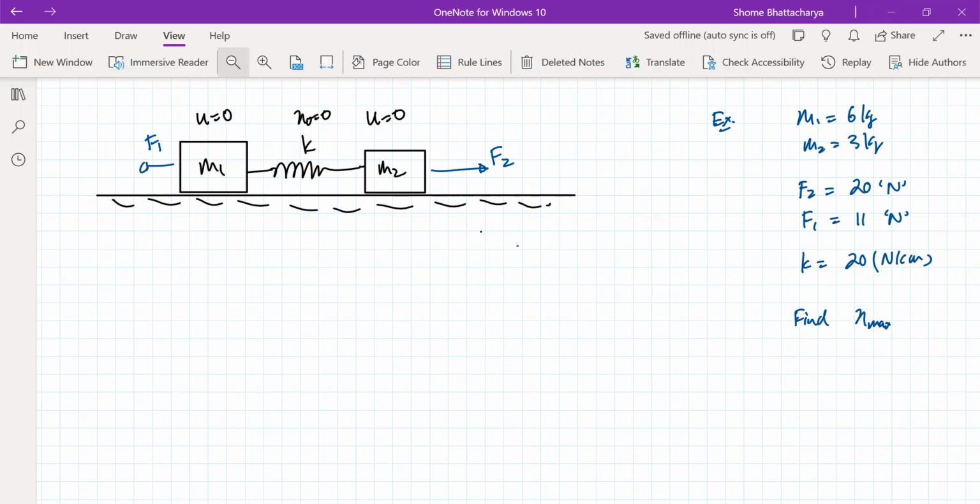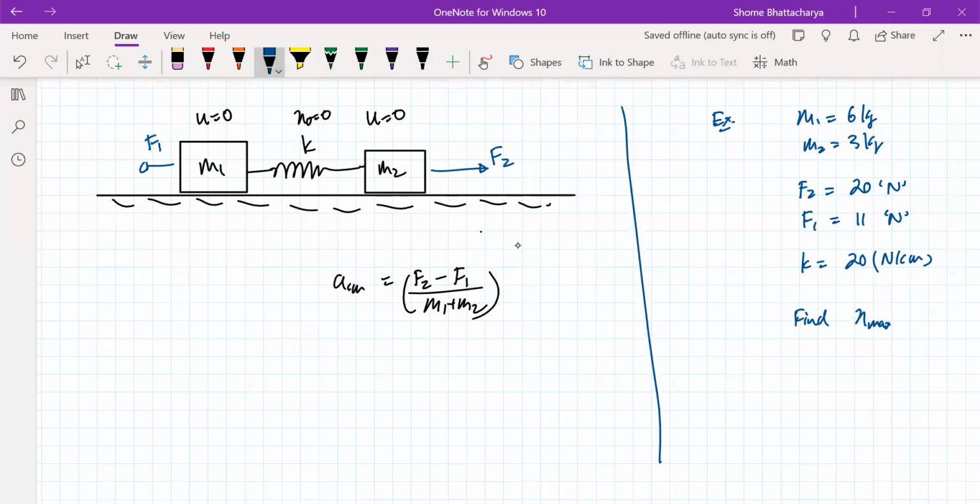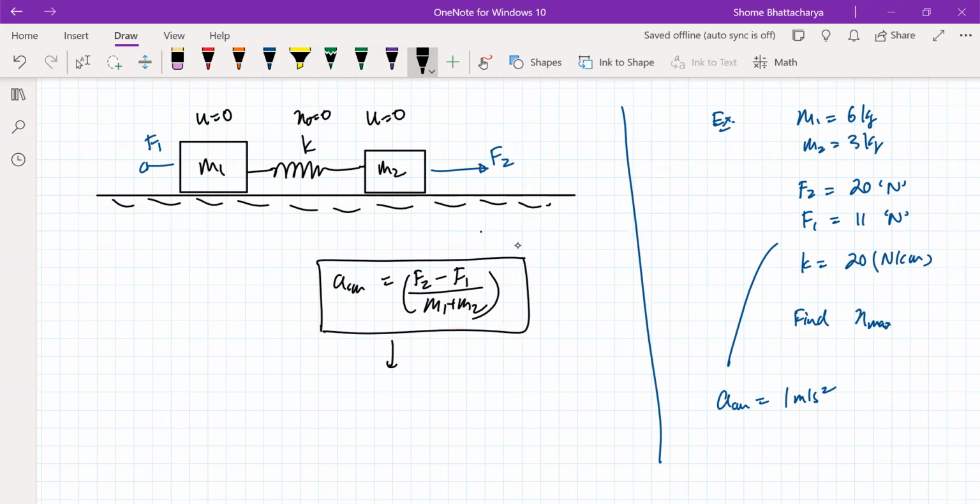In a general question I'd have to make an assumption, but in this case I can see that F2 is greater than F1. So the center of mass of the system will accelerate in the direction of F2. This is the acceleration of the center of mass. For this example, the acceleration of the center of mass becomes 1 meter per second square. Once we have found the acceleration of the center of mass, we'll get into the frame of the center of mass.